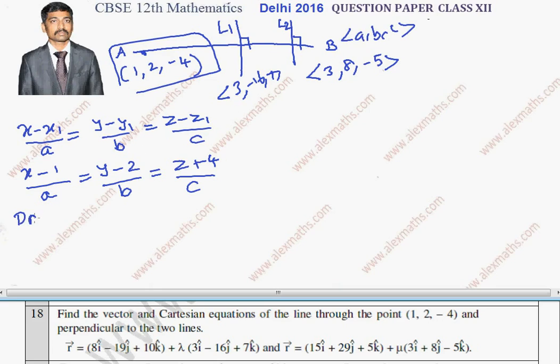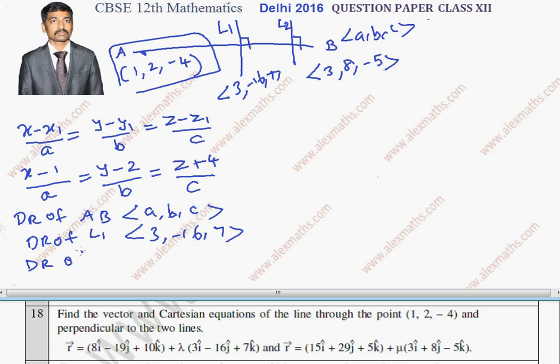So I'll write it here. DR of the line AB is nothing but a, b, c. Then DR of the perpendicular line L1, which we wrote from the equation, is 3, minus 16 and 7. Then DR of perpendicular line L2 is 3, 8 and minus 5. Now from the diagram it is very clear that AB is perpendicular to line 1 and AB is perpendicular to line 2. So now I am going to use the perpendicular condition.